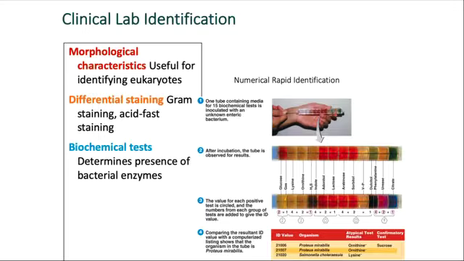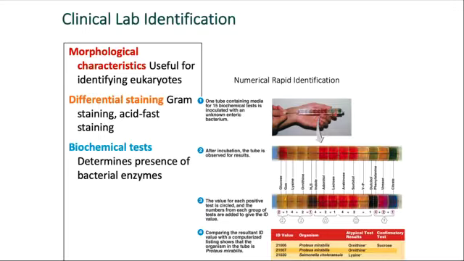But with bacteria, we have to go a step further. In addition to just the shapes, we could also look at how it stains based on the cell wall composition. So you have gram staining, acid-fast staining, and then you have biochemical tests. Biochemical tests, the underlying principle is to test for the presence of bacterial enzymes.